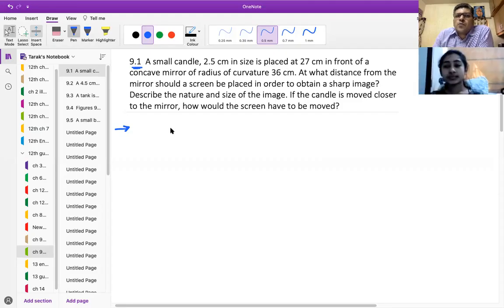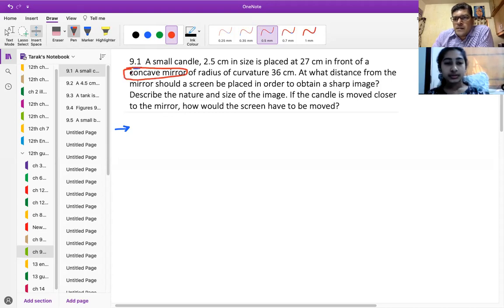A small candle of 2.5 centimeter in size is placed at 25 centimeter in front of a concave mirror. First of all, in such type of examples we have to decide whether it is a mirror or a lens. So the first thing we have decided is that it is a concave mirror.